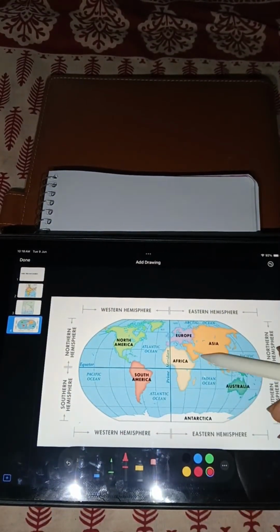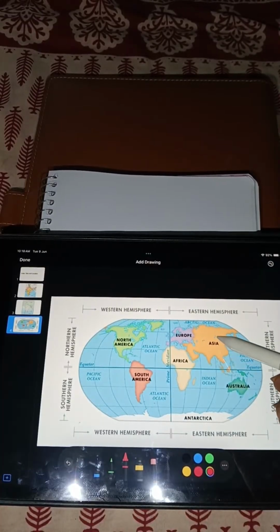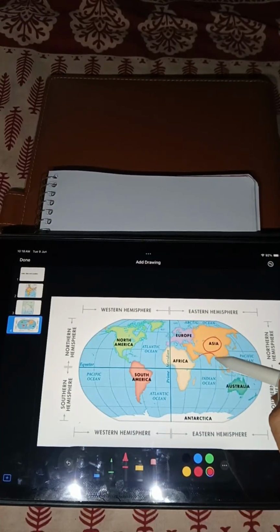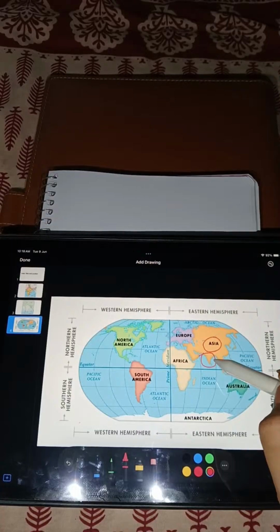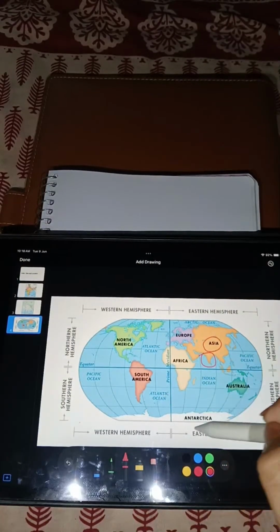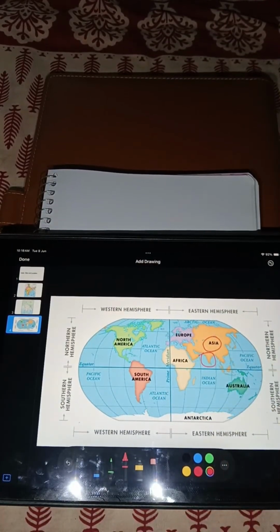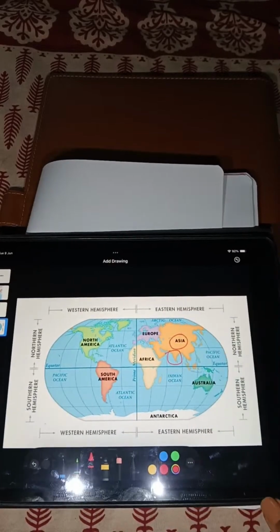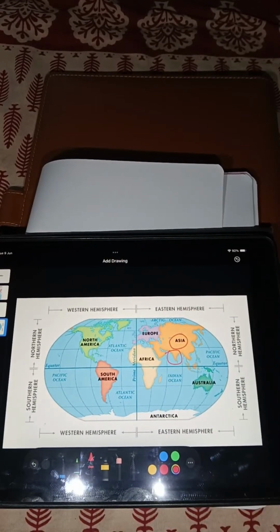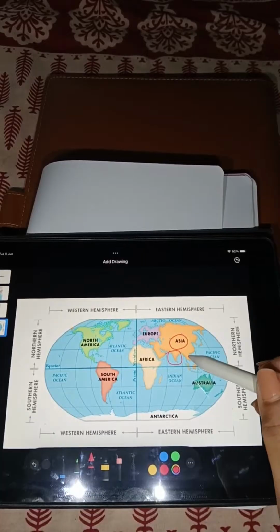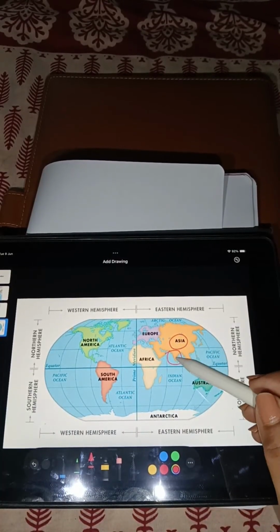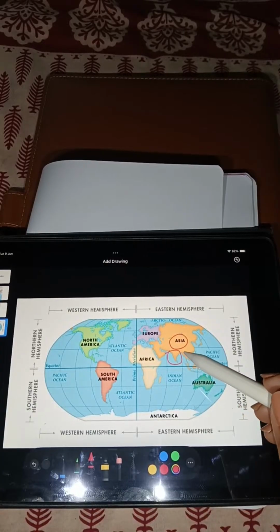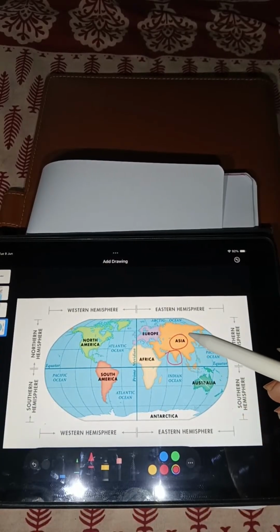here this is the world map. In the world map, this is Asia and this is India. So you can see the position of India in the world map. It is a part of Asia, so it is connected through Asia, that is the mainland of Asia.